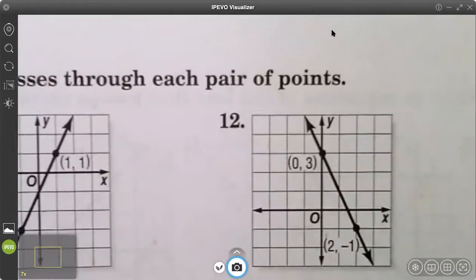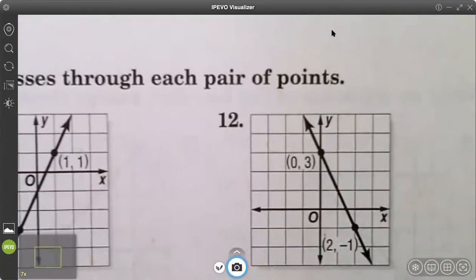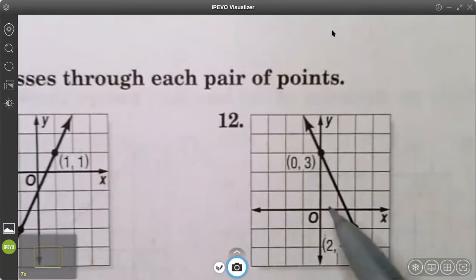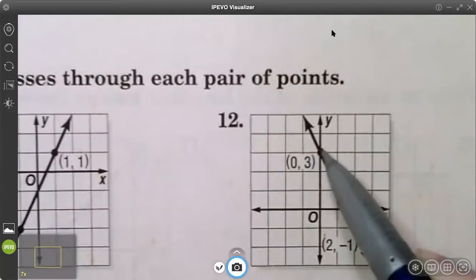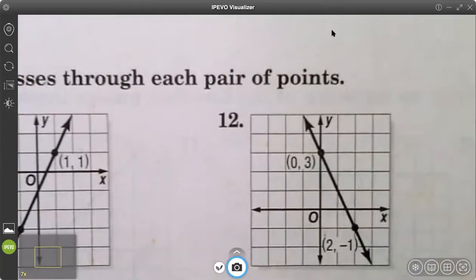Look at number 12. What is your y-intercept for number 12? Your y-intercept is 1, 2, 3. Your coordinate is 0 comma 3. Your intercept is just 3. What do you think the x-intercept is? This line intercepts the x-axis right here at what looks to be exactly 1.5. So the x-intercept, we would say, is 1.5. The coordinate would be 1.5 comma 0.